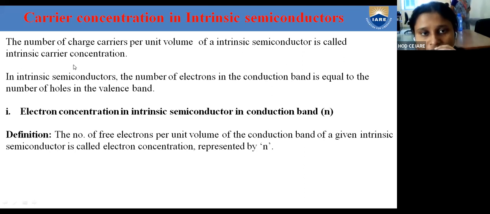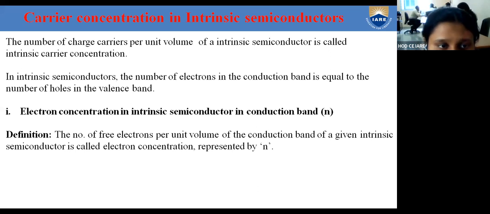So now what we try to do is find how many charge carriers are present per unit volume of the semiconductor. As we said, in an intrinsic semiconductor the number of electrons and holes are equal. So first we'll get an expression for the number of free electrons in the conduction band. Then we'll get an expression for the number of free holes in the valence band, and taking these two equations together, we'll get an expression for total carrier concentration in an intrinsic semiconductor.